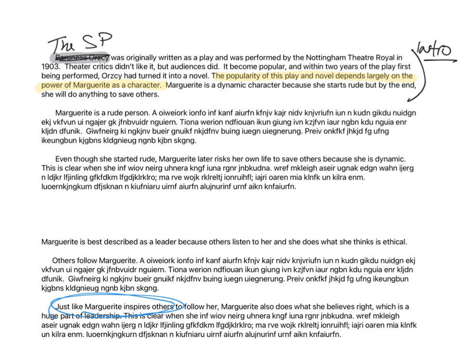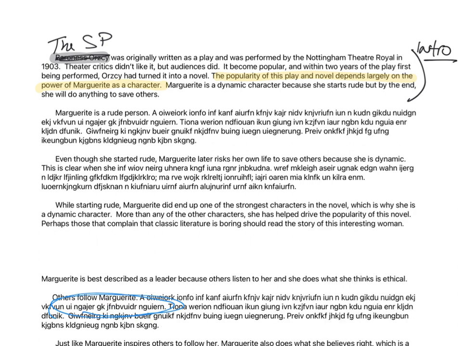Our conclusion is going to be even easier. And here I have a conclusion. While starting rude, Marguerite did end up one of the strongest characters. This is a reference to body paragraph 1 and body paragraph 2. And then, of course, we have our dynamic character.